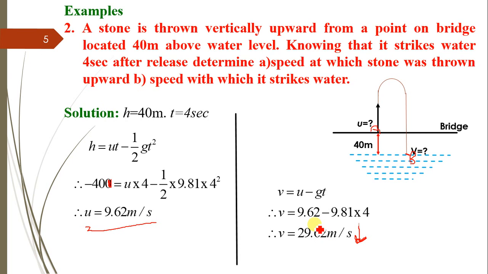Whenever we are considering sign conventions, always check the position of the object from where it is thrown and where it will be reaching. If the reaching point is at the above level, then the quantities are considered positive, and if it is on the downward side, then the quantities are considered negative.